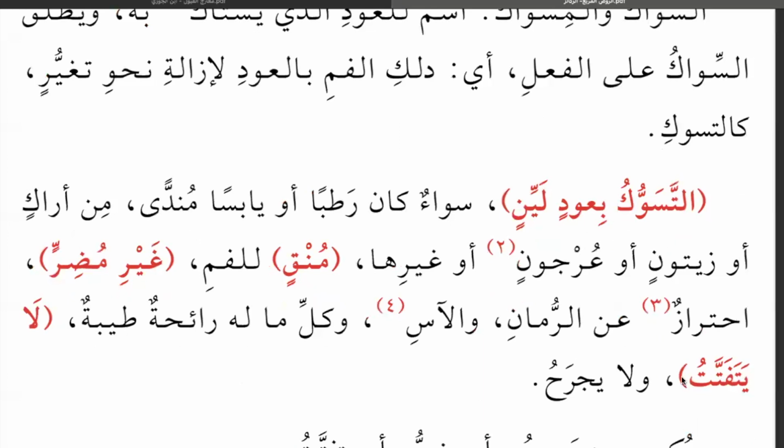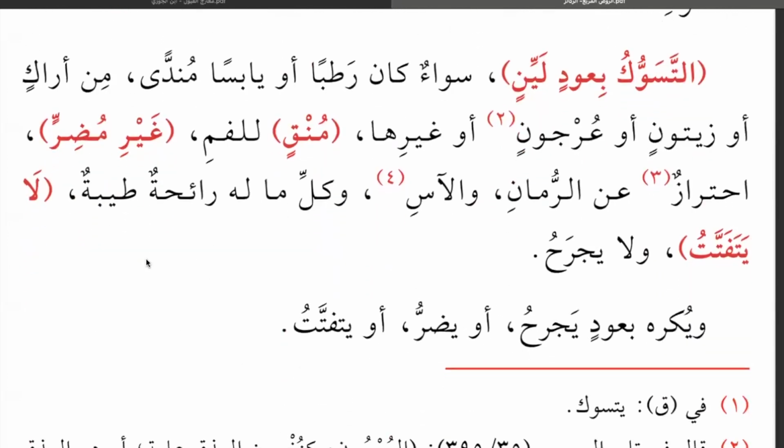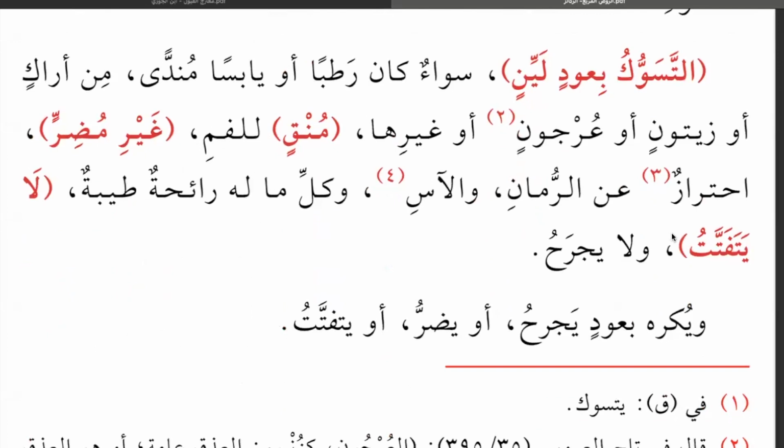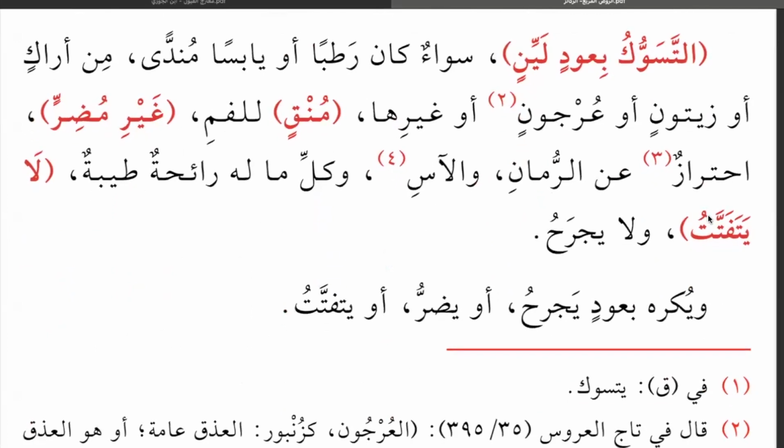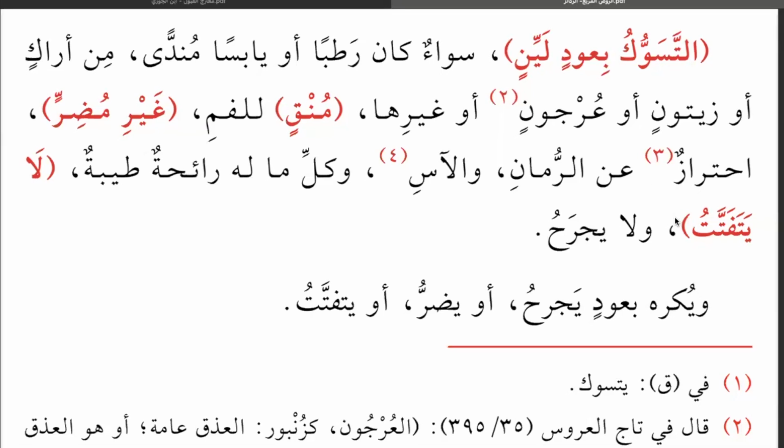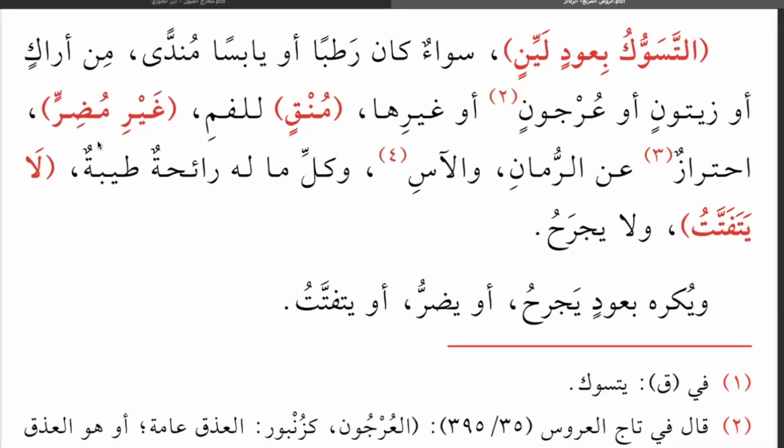He says then احتراز عن الرمان والآسي وكل ما له رائحة طيبة. الاحتراز from الحرز is when you shield yourself from something. The word حرز means protection. So here what it means is to stay away from. احتراز عن الرمان. When he says غير مضر, not harmful, anything that is harmful, of course, is not to be used. So he mentioned here an example of what might be harmful. Al-rumman is the oud, the sticks from pomegranates.